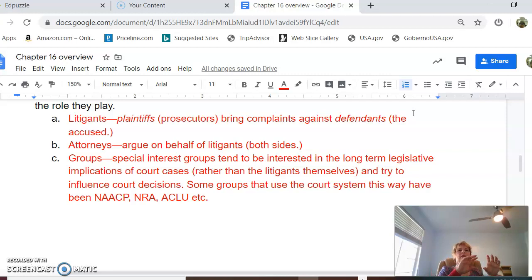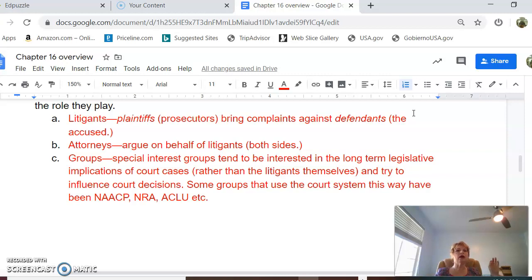So this name, Brown, Mr. Brown was bringing the case against the Board of Education of Topeka, Kansas. Brown versus the board. He was complaining that they wouldn't let his little girl go to her neighborhood school, which was all white, and she was African American. So he was the plaintiff. He was the one who had gotten an injury, and he was complaining against the school board of Topeka, Kansas.